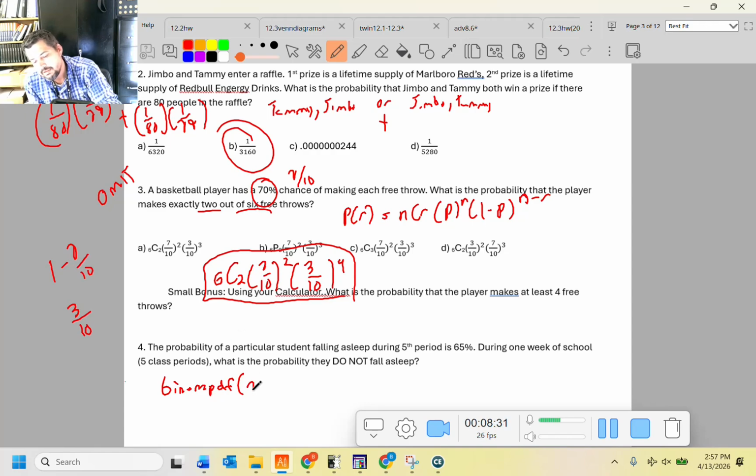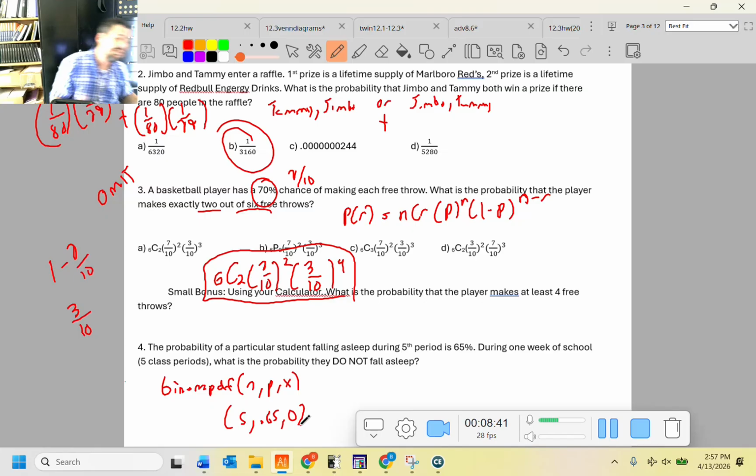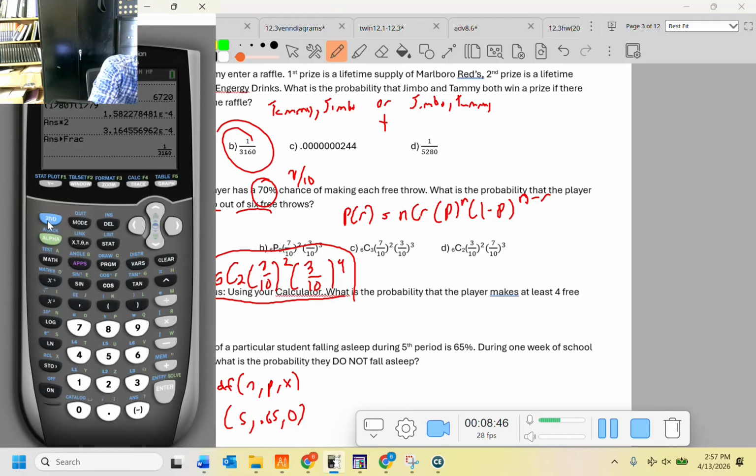Now, the way this works is it goes n, p, x. So we have 5 trials. The probability of falling asleep is 65%. And I want to know what the probability that they don't fall asleep is, which is 0. So I'm going to go to my TI-84 and I'm going to do binomPDF, which is under 2nd Vars. There are 5 trials because there are 5 class periods in a week. If the kid makes it to class 5 times, that is. With attendance it's probably out of 4, to be quite honest with you. And then we hit enter, and we get 0.0053.